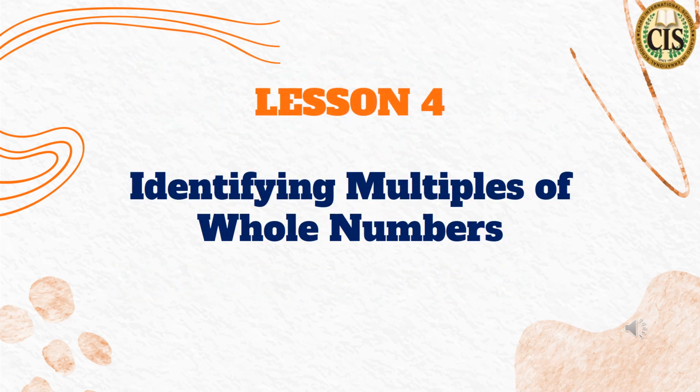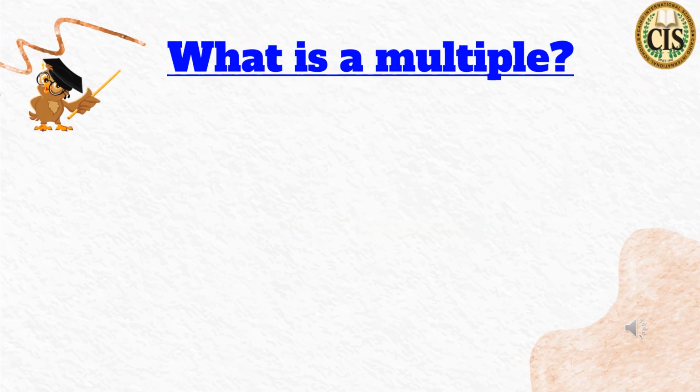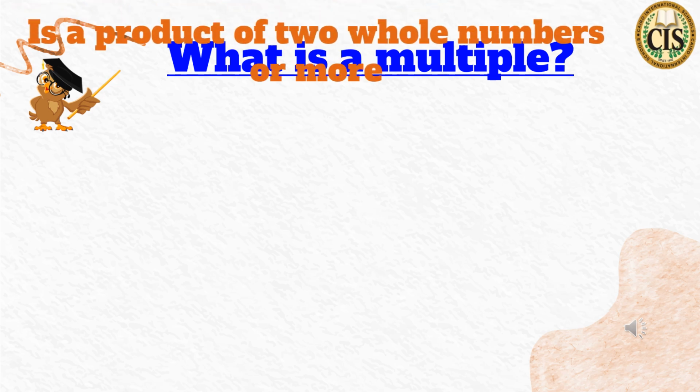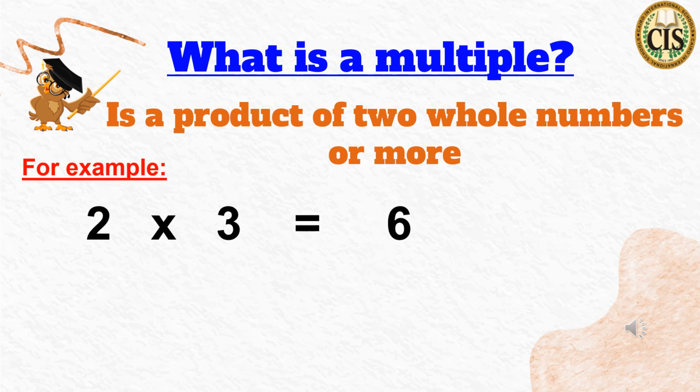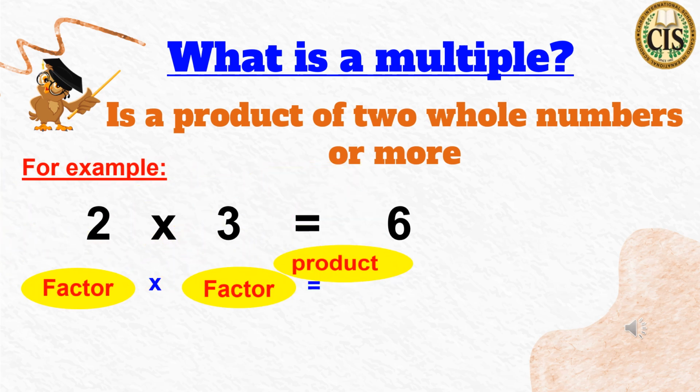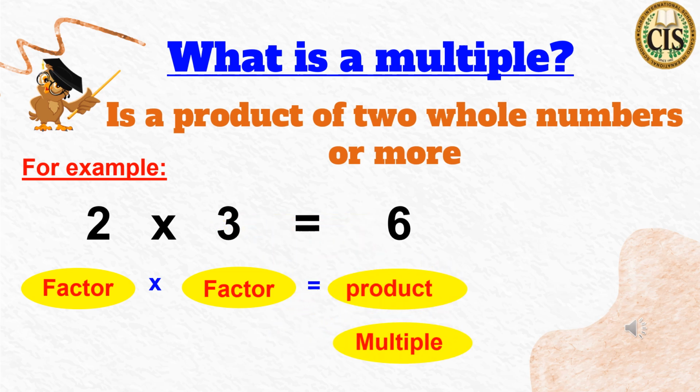Multiples of whole numbers. What's meant by multiple? It means a product of two whole numbers or more. For example, if we have 2 times 3 equals 6, we call the 2 a factor and we call the 3 a factor. 6 is called a product. We can say it's a product or we can say it's a multiple. So 6 is a multiple of 3 and 6 also is a multiple of 2. But 2 and 3 are factors of 6.